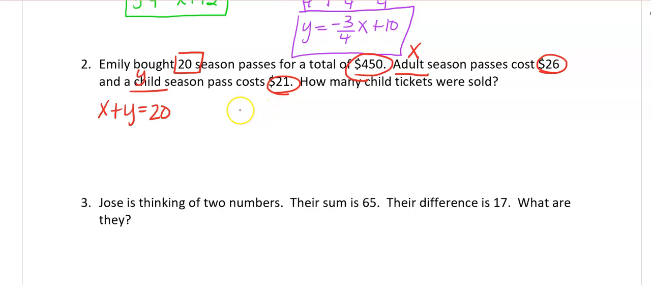Then you deal with the value. The value of each adult ticket is 26X plus the value of each child ticket is 21Y, for a total of $450. So here's your money amount, your money amount, your money amount. And man, I wish season passes only cost like $26. I wonder where she's going.